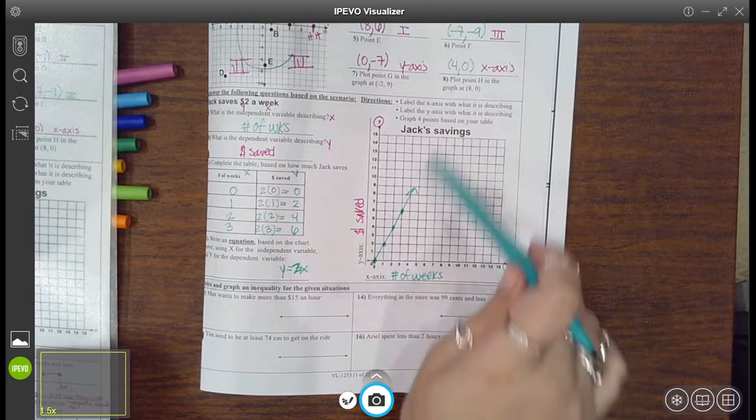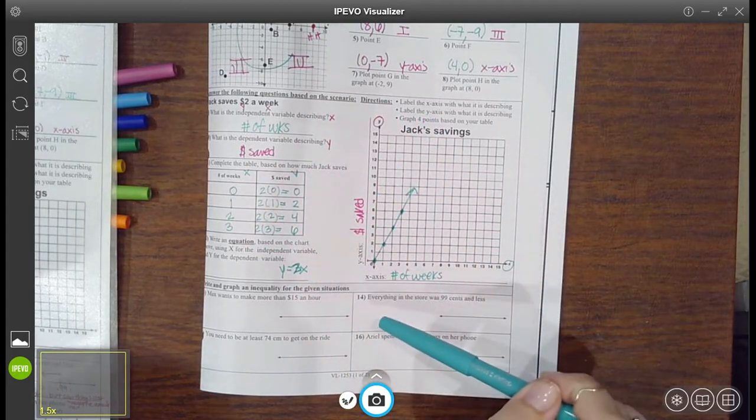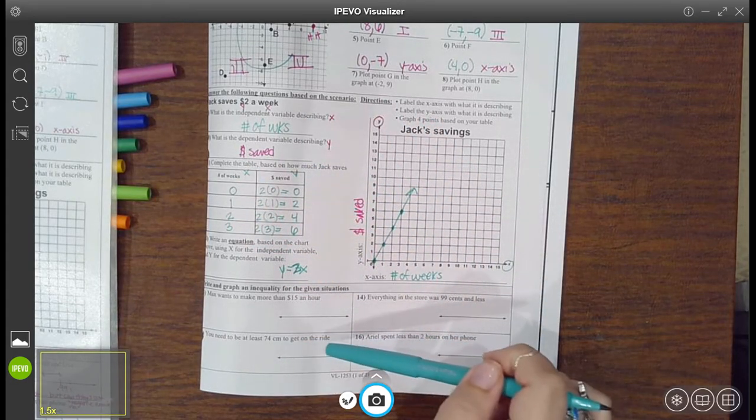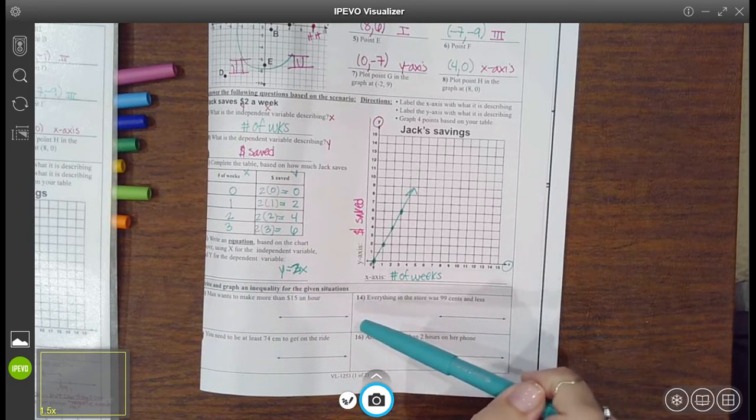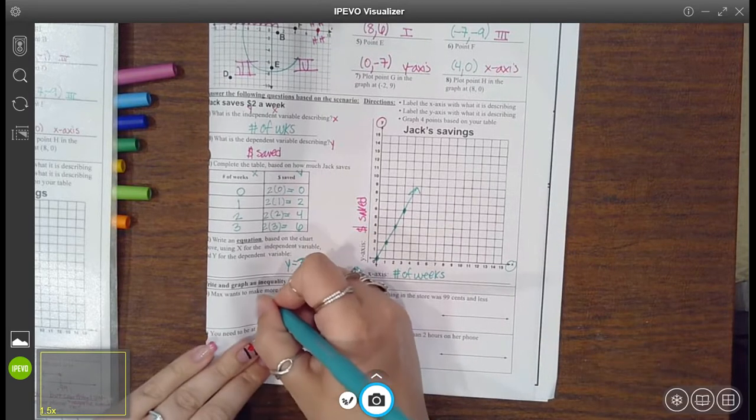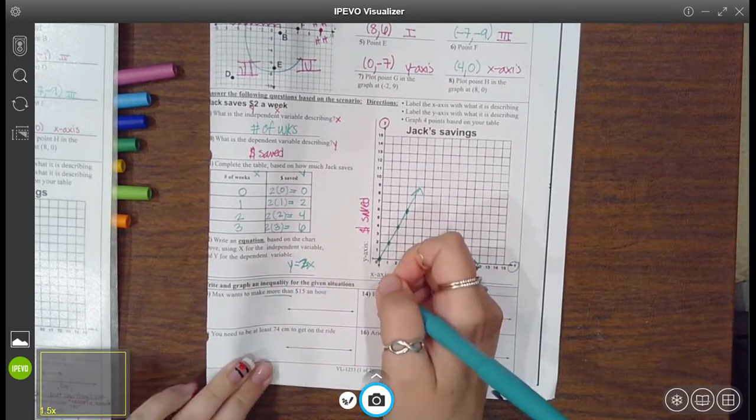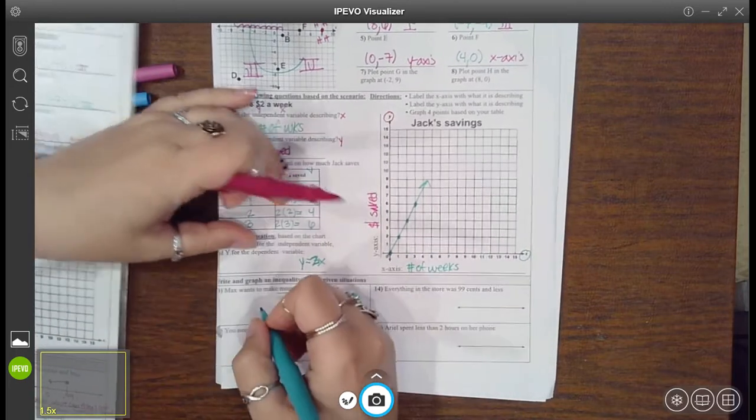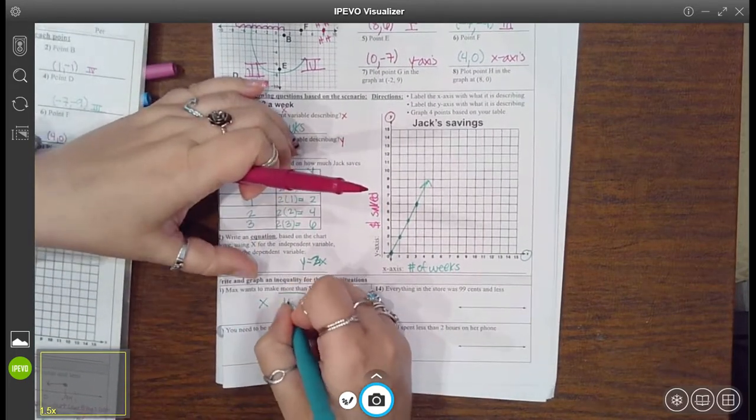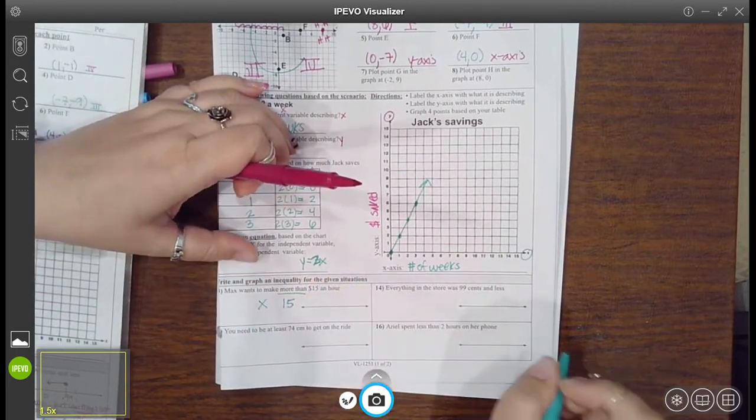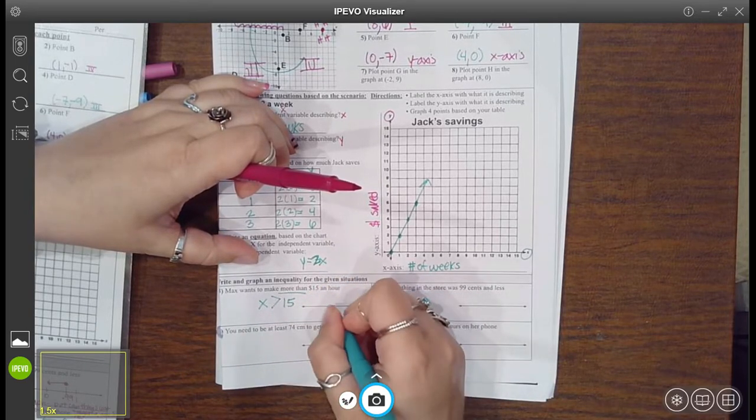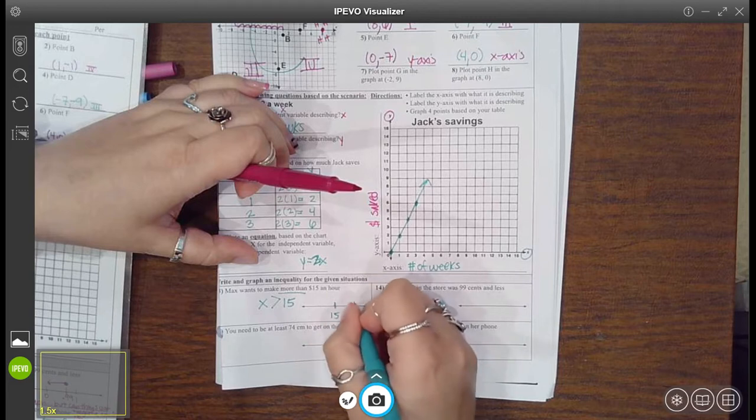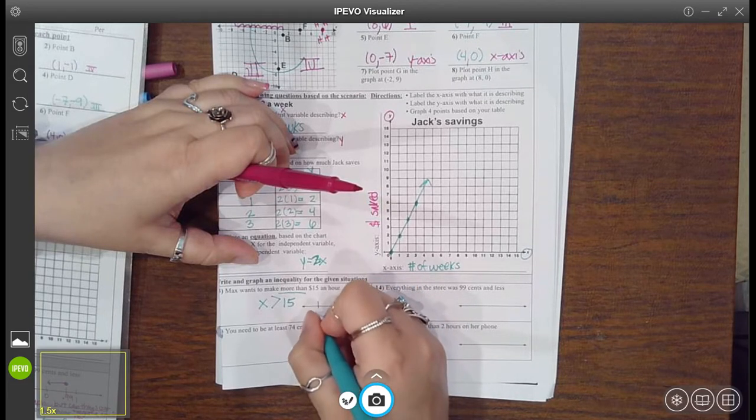That's everything from that problem. So now let's move on to down here where it says write and graph an inequality for the given situation. Max wants to make more than $15 an hour. So X and 15 is what I'm comparing, right? I want this to be more than 15. So I'd put 15 in the middle, one number bigger, one number smaller.